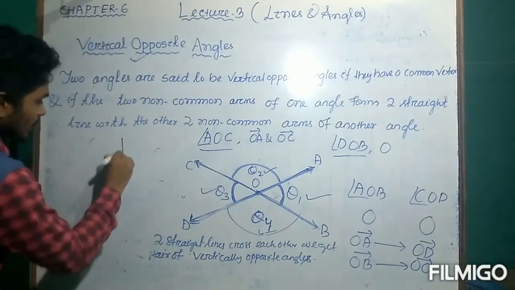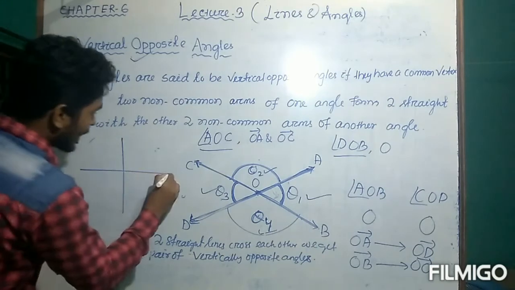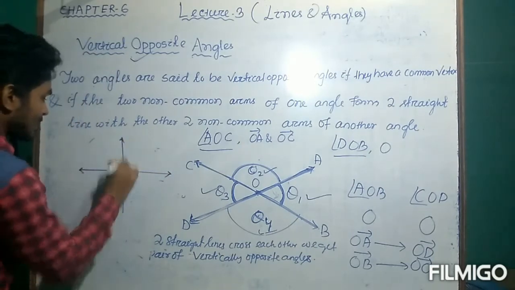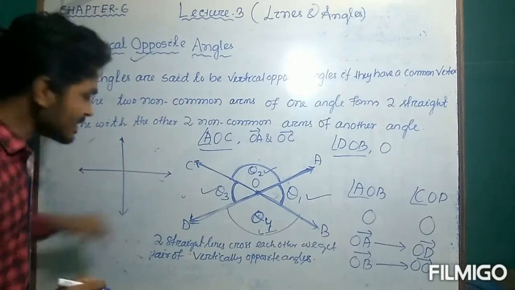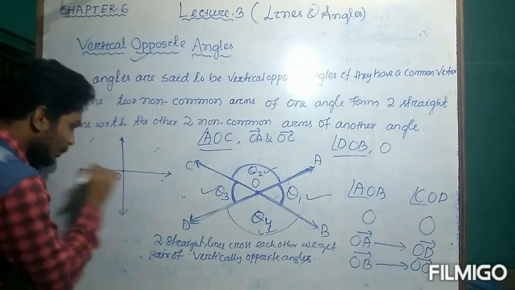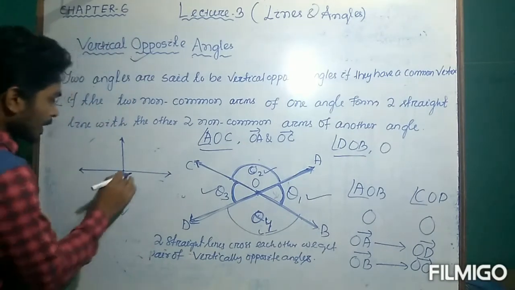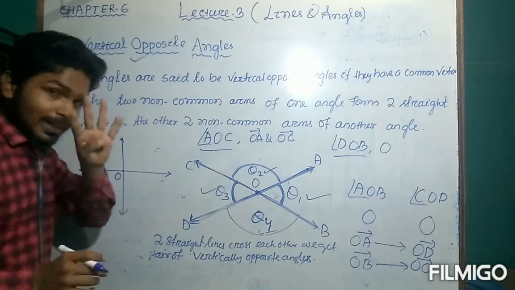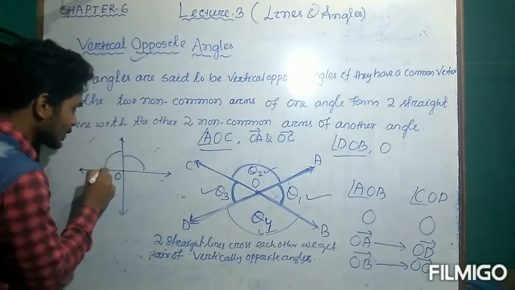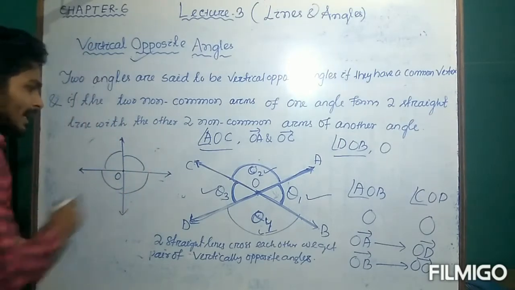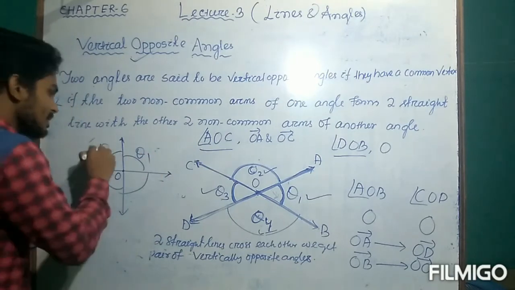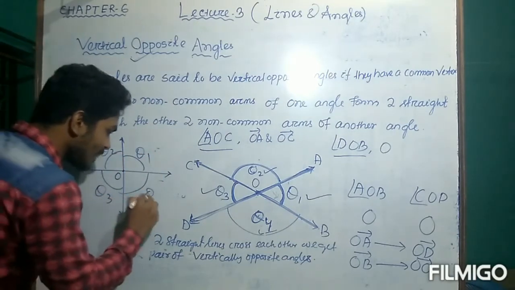Suppose there are two straight lines. Okay, there are two straight lines. They will meet each other at a point, suppose O. Okay, so how many angles are formed? 4 angles are formed: 1, 2, 3, 4. This angle is suppose theta 1, this is theta 2, this is theta 3, and this is theta 4.